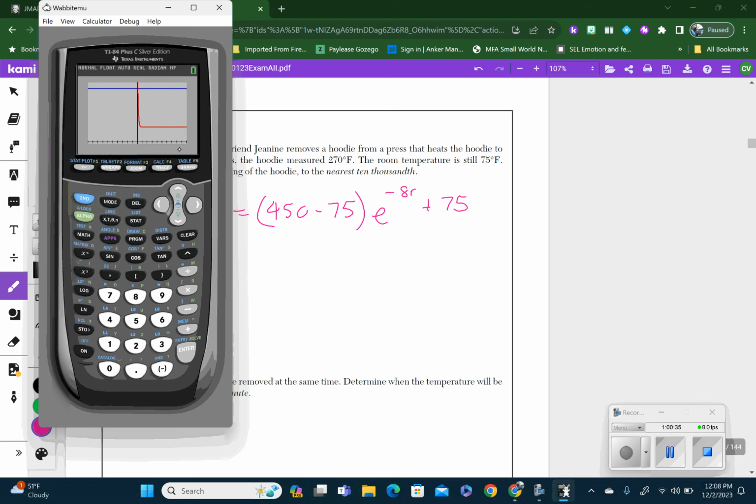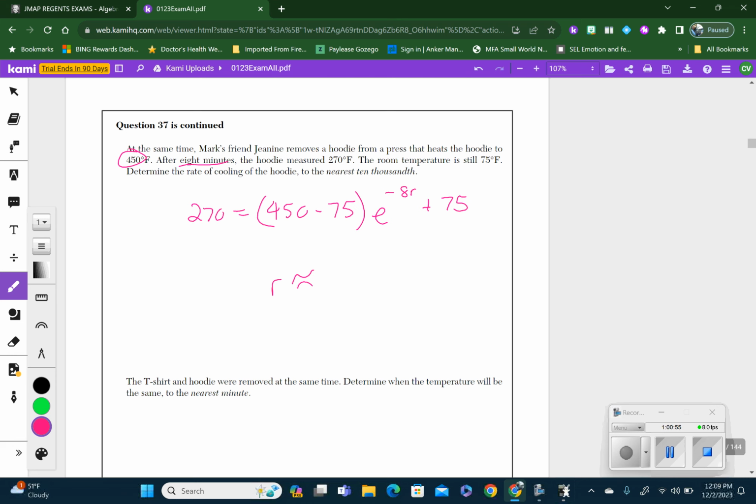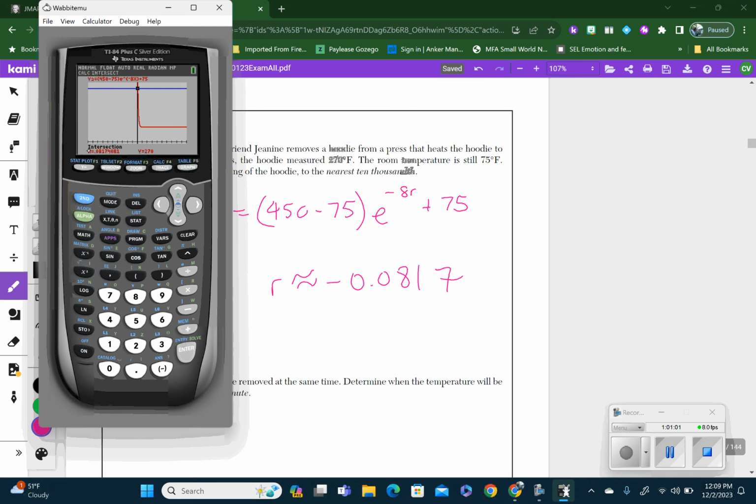Where is one equal to the other? So I hit second trace. Option number 5 is intersection, and it already puts it right where I need it. And you just hit enter 3 times, and it gives it to you, right? So R, and it says round this to the nearest 10 thousandths. So R is about negative 0.0817. So I just took the number that they gave me and rounded to the nearest 10 thousandths place. Okay, that's another point. Let's get our full 6 points.